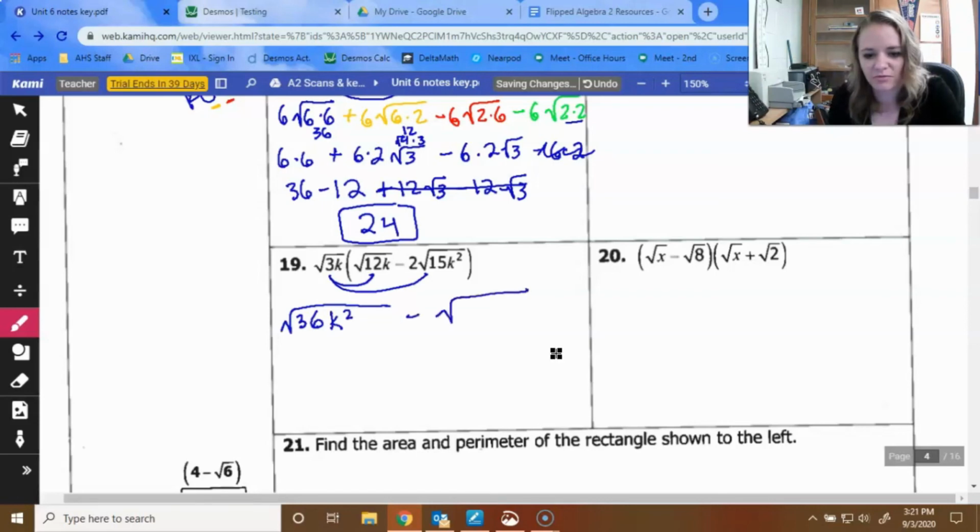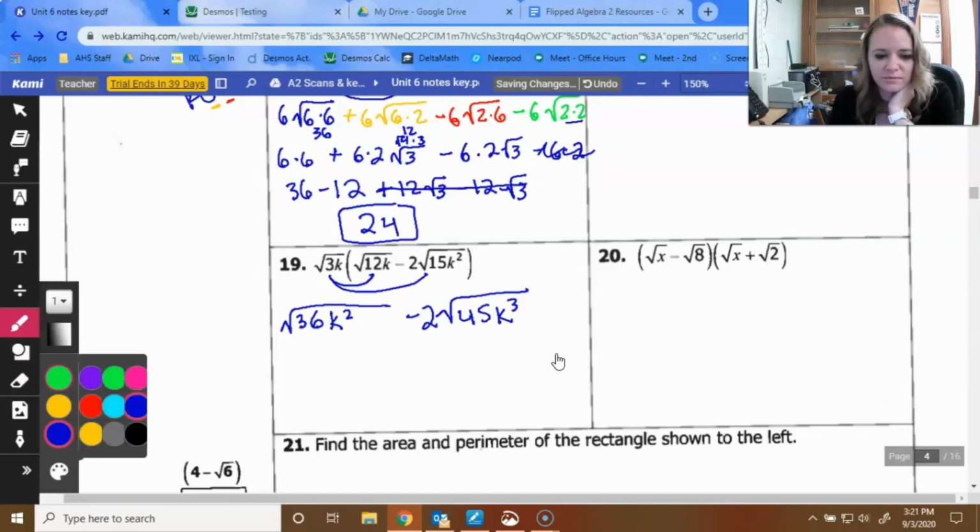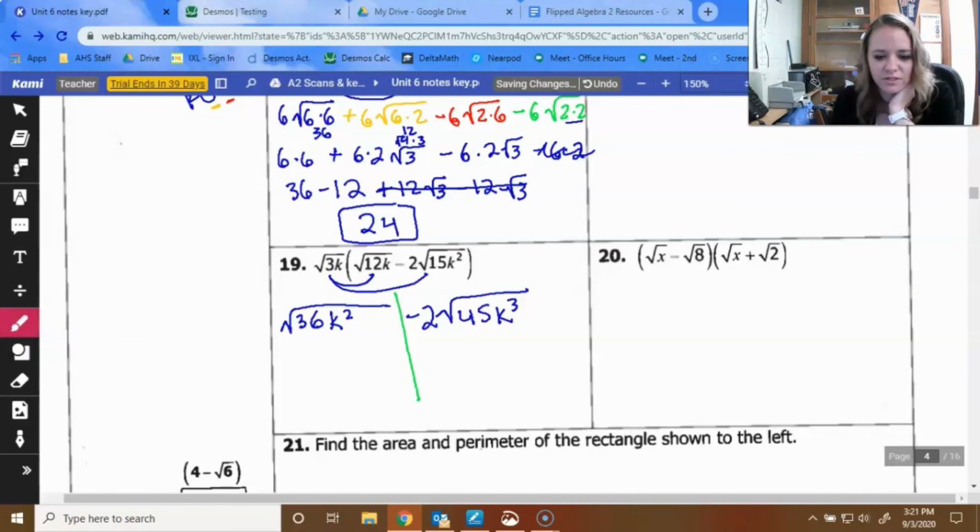Okay, this one I do have a number out front. I have this 2. Then I have 3 times 15, which is 45, times k to the third. So single k times k squared gives me the k third. And now I can simplify. Now I have 2 terms, and I treat each one separately. Simplify this first, and then simplify this. Square root of 36 is 6. Square root of k squared is k.